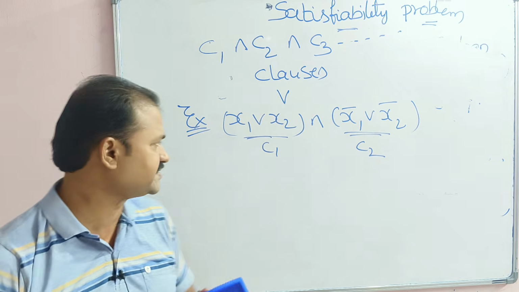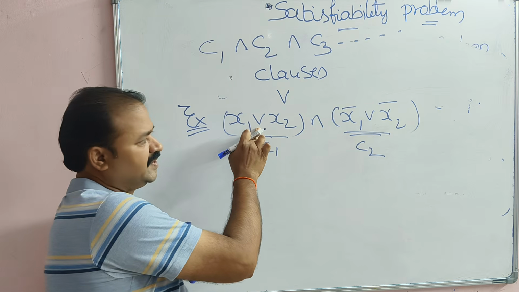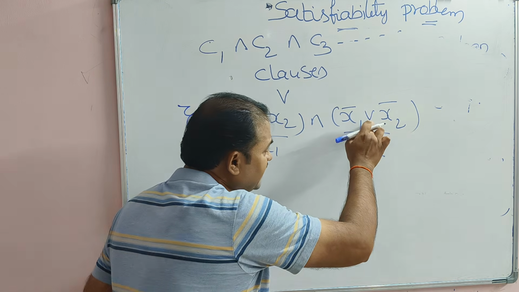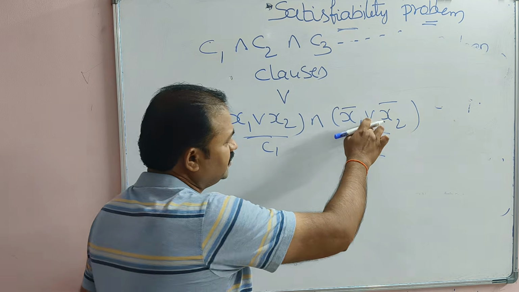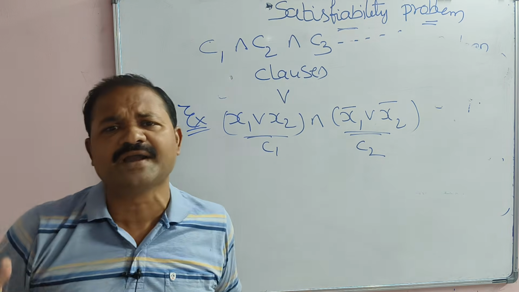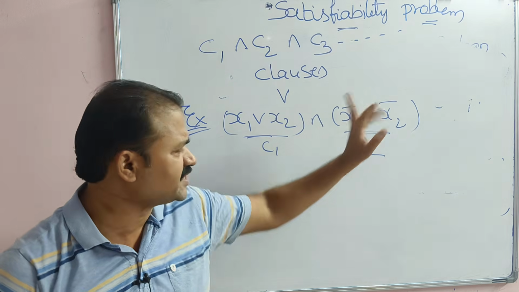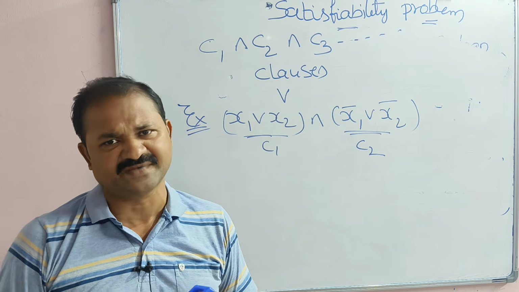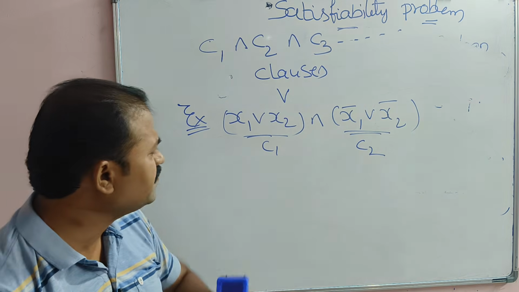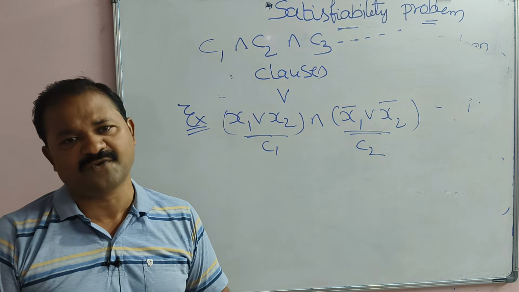It is our choice. Inside the clause we have to use the OR symbol. These are literals. A literal means a variable or its negation. So we can take only x1 or x1 bar or x2 or x2 bar. It is our choice. So this is about what CNF, conjunctive normal form, is.